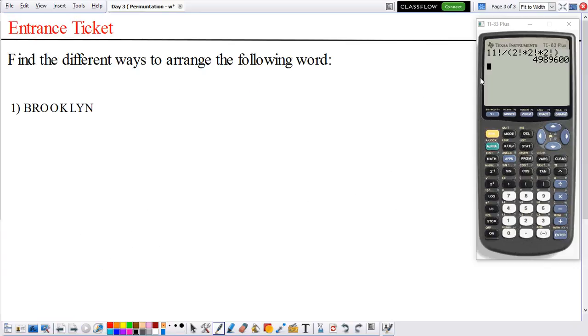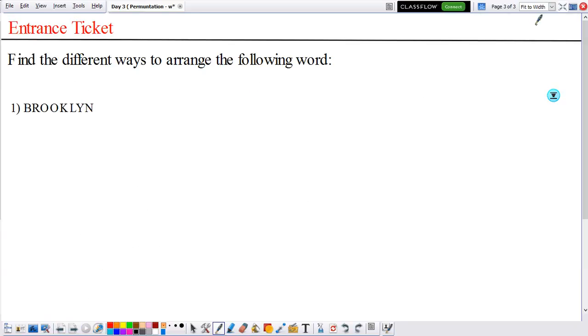So now, here's your entrance ticket. Find the different ways to rearrange the word Brooklyn.